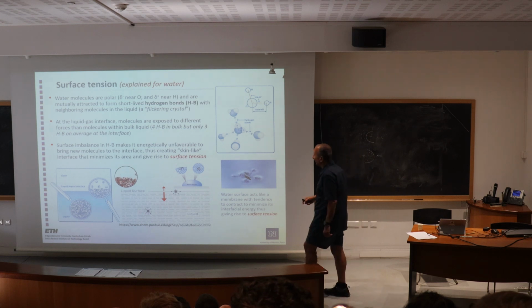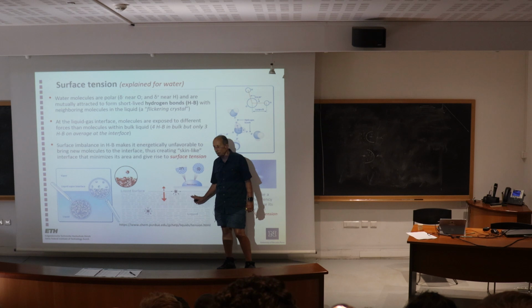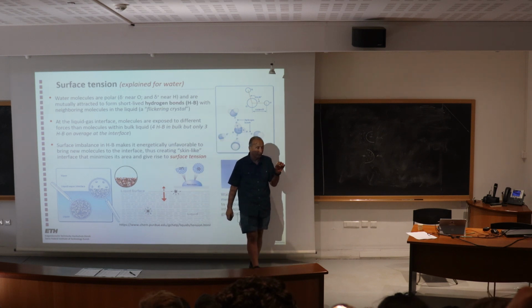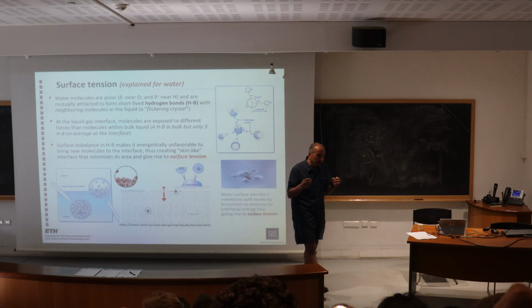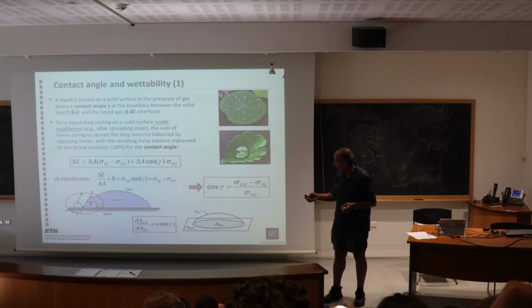When we have an interface, an abrupt boundary between one phase, in this case liquid water, and air above it or vapor above it, there is an imbalance of forces that molecules at the surface experience. Typically, you would have a molecule in the lattice experiencing.